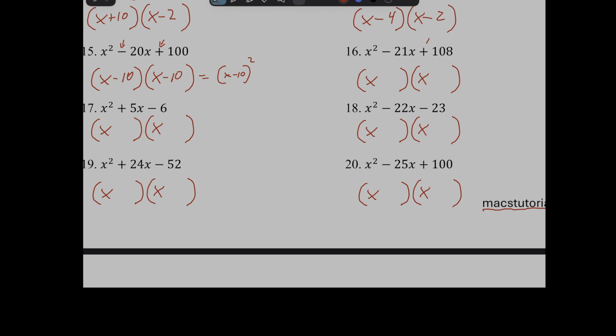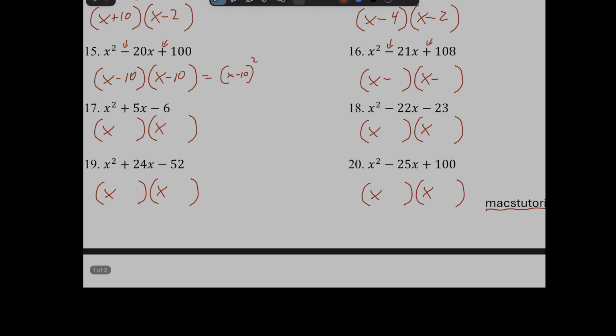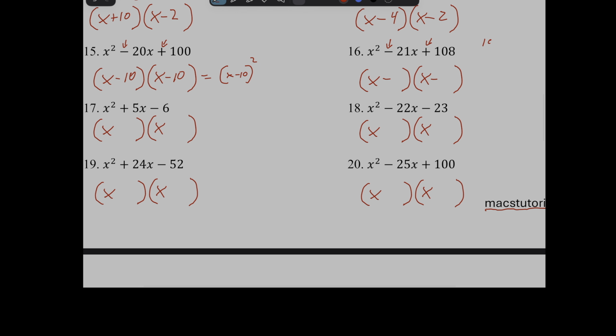Number 16, third term positive, signs are the same. Take the sign of the middle, minus, minus. What multiplies into 108 and adds to 21? Well, it has to be smaller than 21 or else it won't add. So if I take a look at these, will 20 go in? No. What about 19, 18? This one's a little bit tricky. So I'm going to do this. 108, that would be 2 times 54. That would be 3 times 36. That would be 4 times 20.